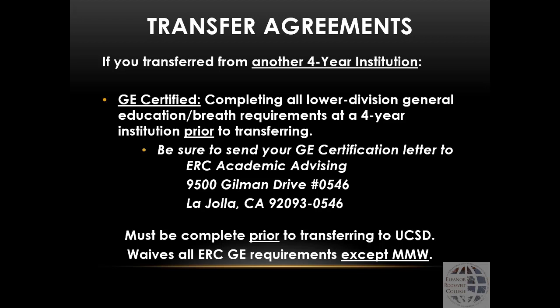An academic counselor from your previous institution must send a letter on official university or college letterhead to ERC Academic Advising. The letter must verify that all your lower division general education breadth requirements were complete prior to your transfer to UC San Diego. The letter should be sent to ERC Academic Advising. Note that some institutions do not provide such letters for students, in which case you will be an articulation student instead. As a GE certified student, you will be required to take MMW 121 and 122 to complete ERC-GE requirements.